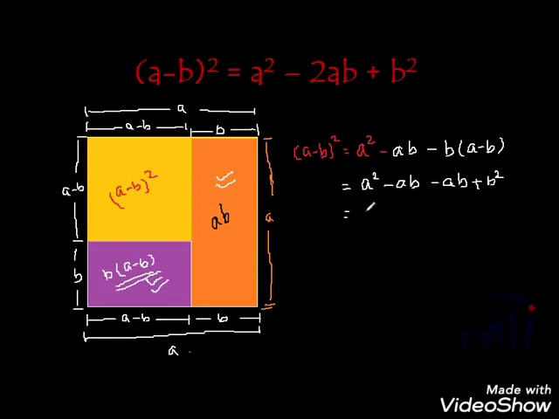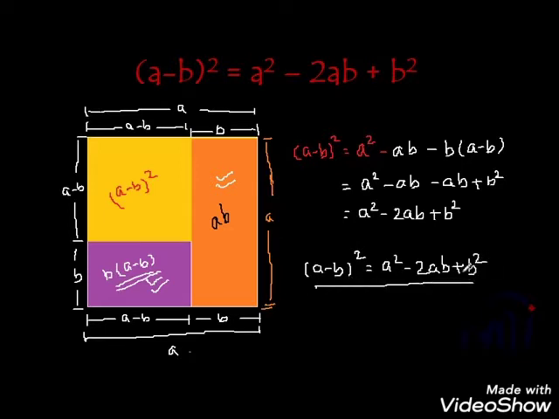So this can be written as a square minus ab is minus 2ab and then plus b square, right? And this is the formula of a minus b whole square. A minus b whole square is equal to a square minus 2ab plus b square, right? So this is a geometrical representation of a minus b whole square.